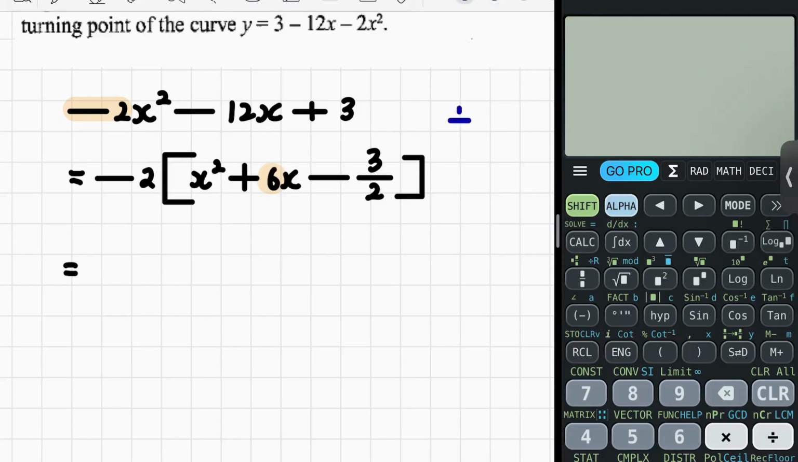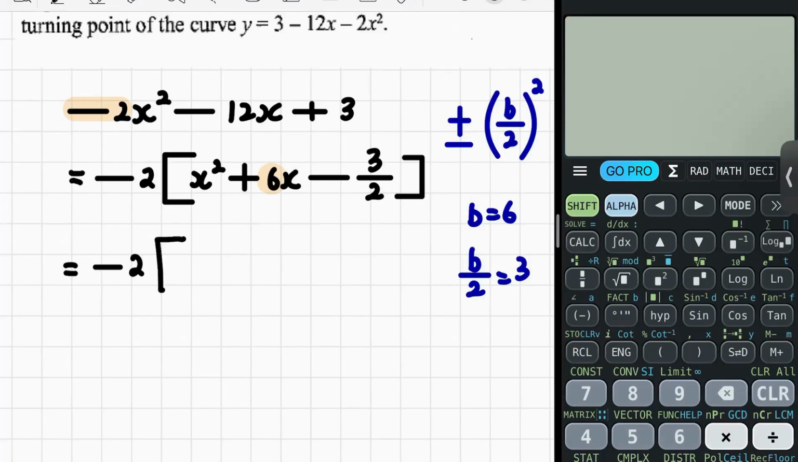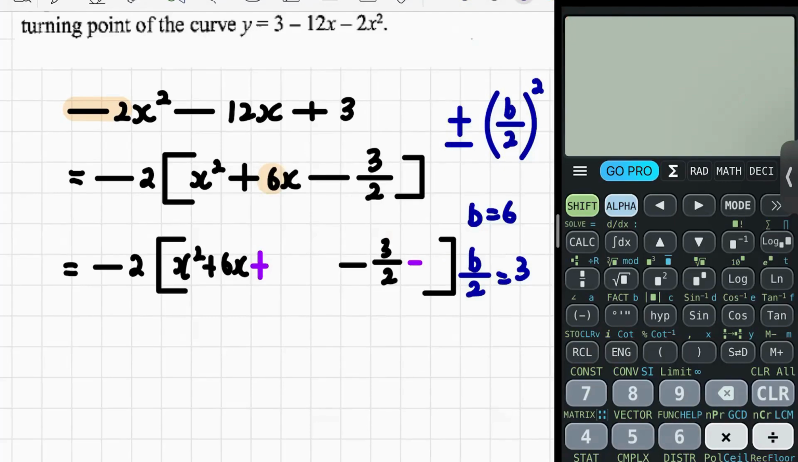So completing the square, what are you supposed to do? You're supposed to plus and minus b over 2 square. All right. So b over 2 square, in this case, since b is 6, my b over 2 has to be 3. Okay, so I'll just keep it like that. So negative 2. Okay, copy the first two terms, leave a big gap, leave a gap again, and then close it up. Okay, what are you supposed to do? You are supposed to plus and minus b over 2 square, which is 3 square and 3 square.